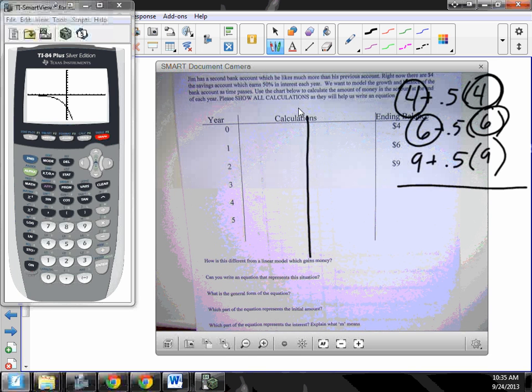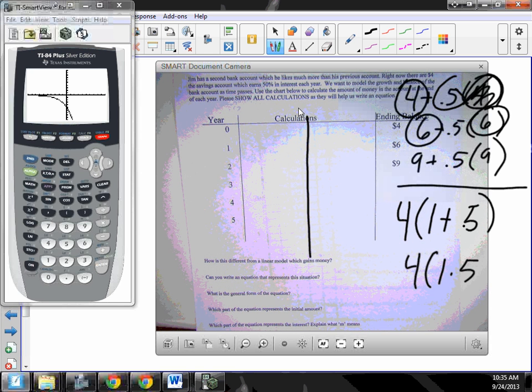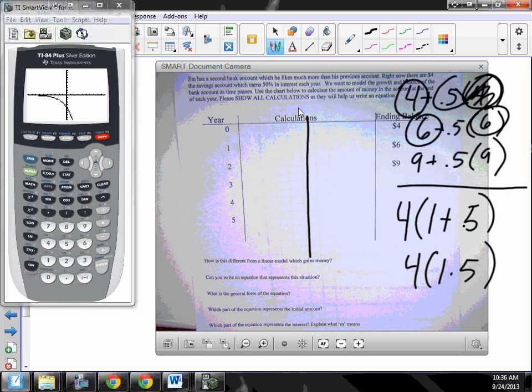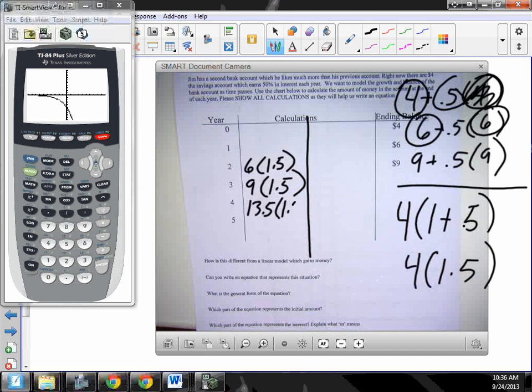So we can actually factor out that number. So another way to write it is 4 times, if I divide out a 4, what's 4 divided by 4? 1, plus, if I divide out this 4, what's left? 0.5. So I can actually do 4 times 1.5 for year 1. So year 2 can be 6 times 1.5, and then 9 times 1.5, and 13.5 times 1.5. So if you wrote it down the other way, that's perfectly fine. It works.